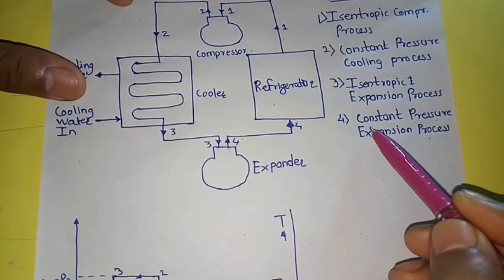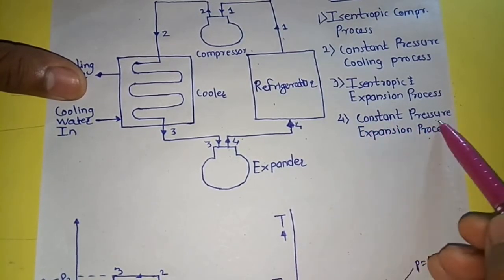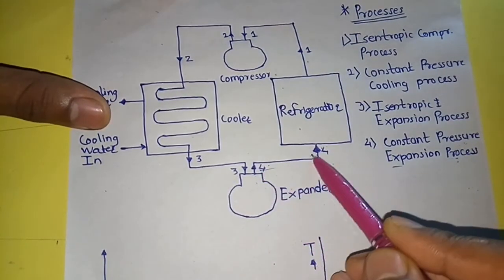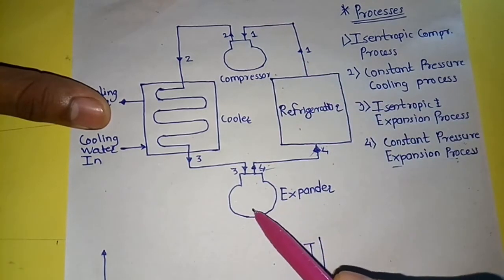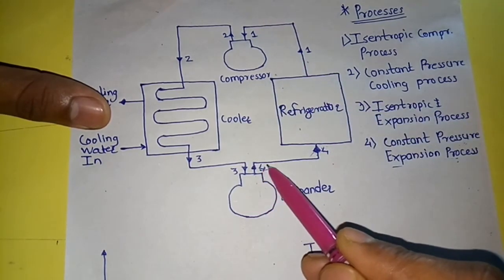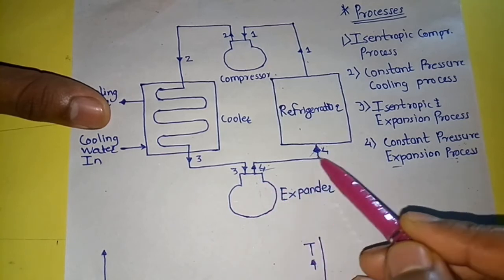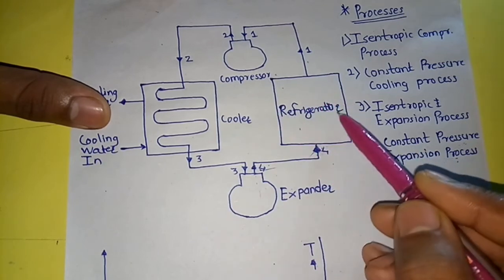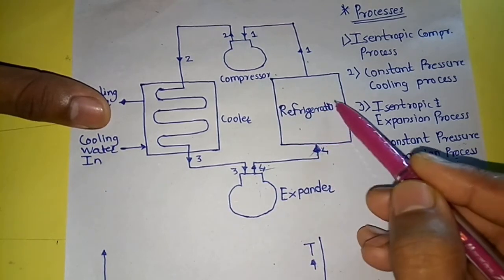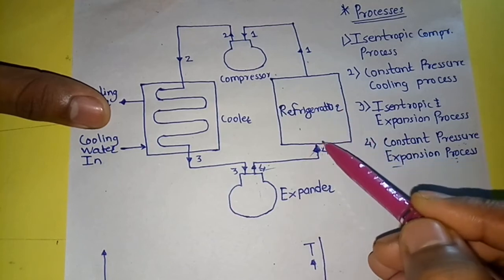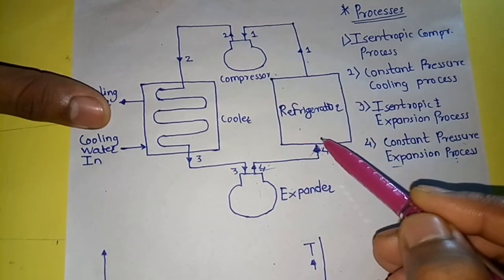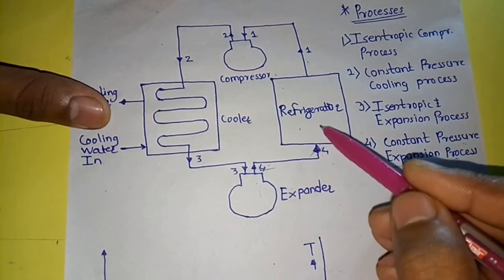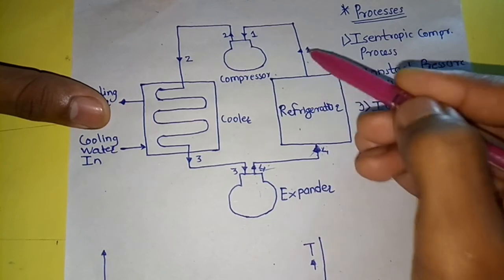And the last process involved in the Bell-Coleman cycle is the constant pressure expansion process. This process takes place from point 4 to point 1. During this process, the low pressure expanded air leaves the expander and enters the refrigerator. When this low pressure cold air enters the refrigerator, it absorbs the heat of the surroundings of the refrigerator and cools down the space of the refrigerator. During this process, the pressure remains constant, but the temperature and volume of the air increase from 4 to 1.